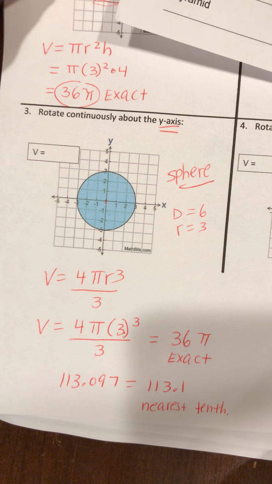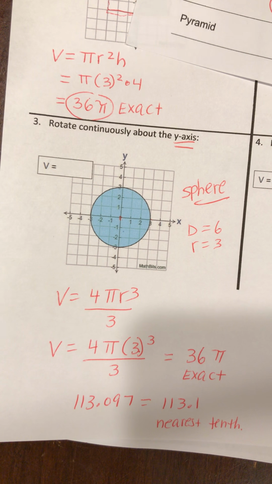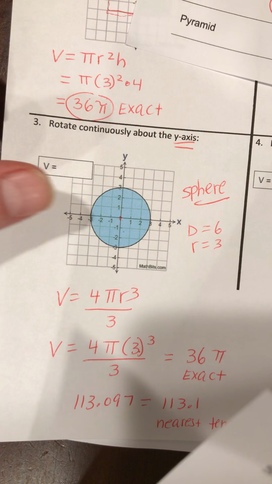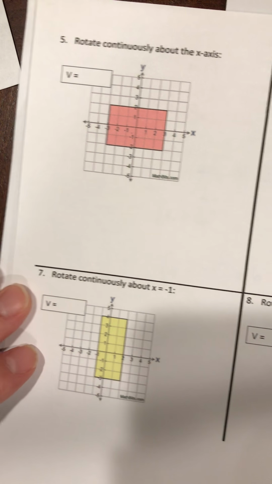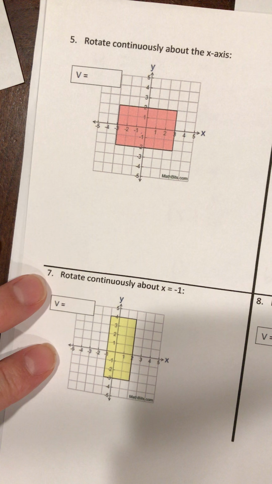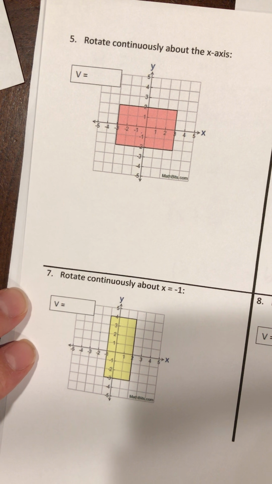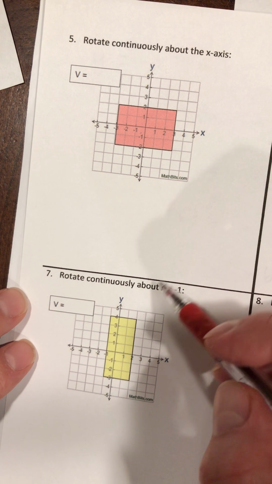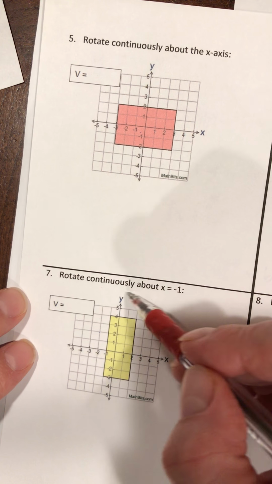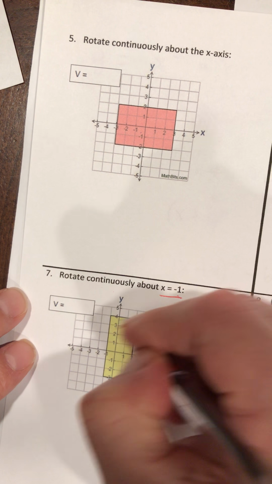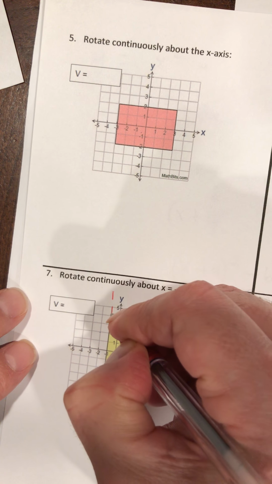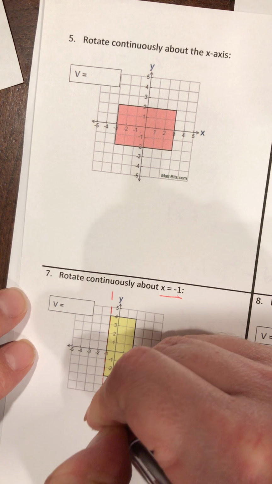A couple of the questions on the next page are a little tricky, so I'm going to do one of these. Take a look at number 7. Number 8 is similar, so you really got to pay attention. Number 7, it's not as bad as it looks. We're going to rotate this rectangle continuously about x equals negative 1. So x equals negative 1 is this vertical line that's going down the middle.